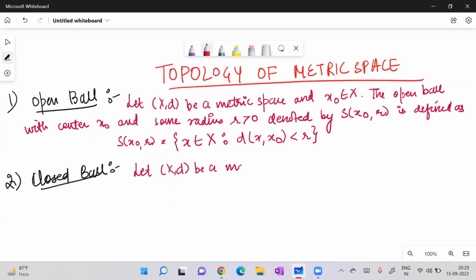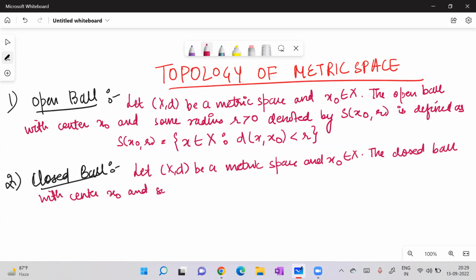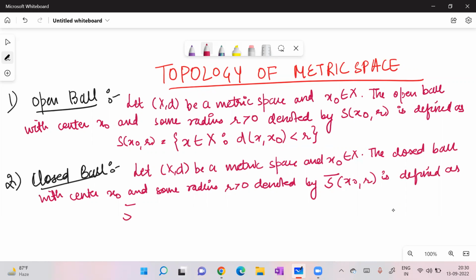And the closed ball, same definition, slight changes. Let (X, d) be a metric space and x0 belongs to X. The closed ball with center x0 and some radius r greater than 0, denoted by S bar (x0, r), is defined as: S bar (x0, r) is the set of all x belonging to X such that the distance between x and x0 is less than or equal to r.